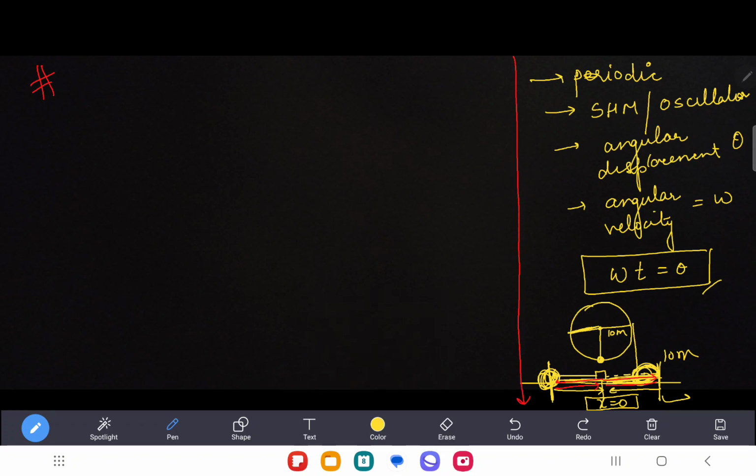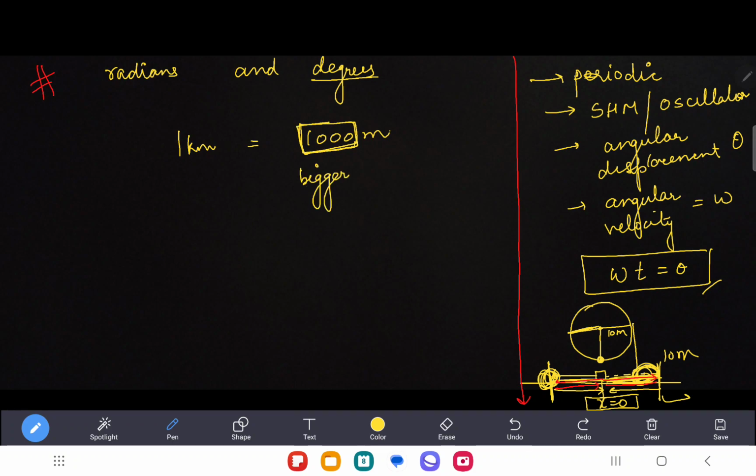Next, there is a particular thing. Do you know radians and degrees? Understand one thing: when I say 1 kilometer and when I say 1,000 meters, if the magnitude of the physical quantity is bigger, the unit shall be smaller.